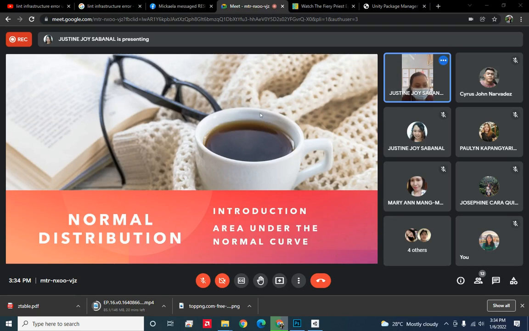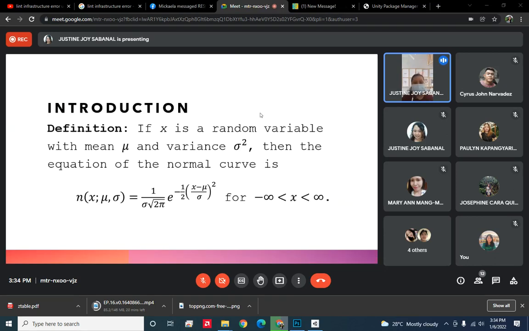Mathematical definition of normal distribution. That is, if x is a random variable with a mean mu and a variance of sigma squared, then the equation of the normal curve is given by 1 over the population standard deviation multiplied by the square root of 2 times pi times e raised to negative 1 half times x minus mu divided by sigma quantity squared. So take note that the random variable x can take any value from negative infinity up to positive infinity.